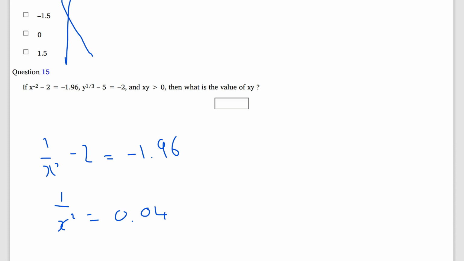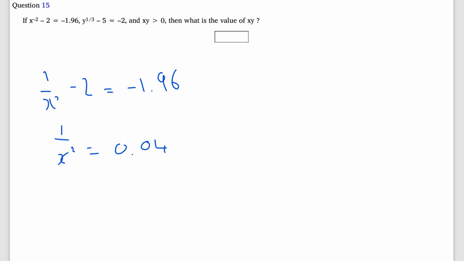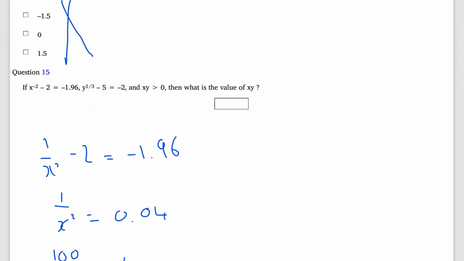Now, I'm going to multiply both sides by 100 immediately because I don't like decimals. You guys know me by now. I really don't like decimals. So when you multiply the left, only the numerator gets multiplied. And if you multiply the right by 100, you get 4. Cross multiplying, we get 100 equals 4x squared. Divide by 4, so 25 equals x squared. So x is either 5 or -5.